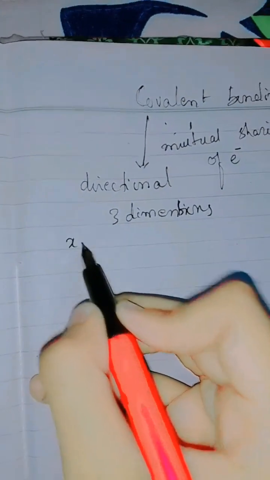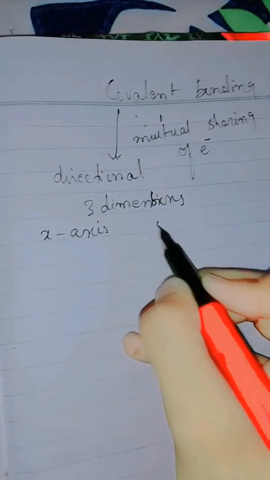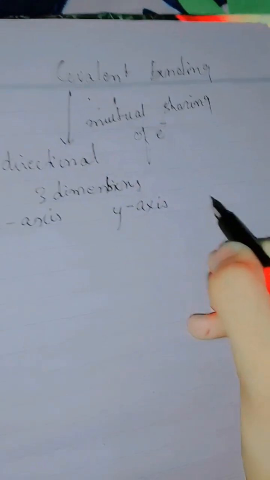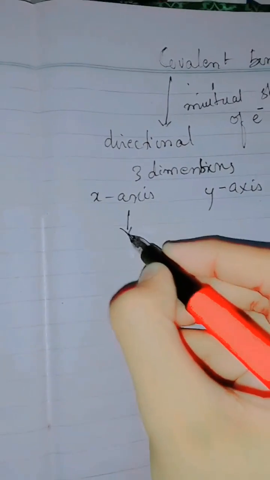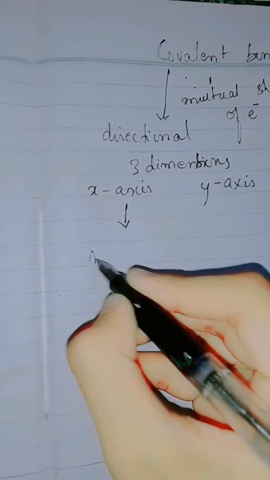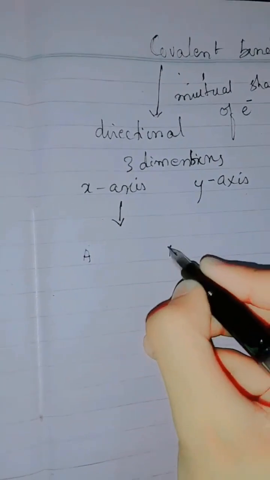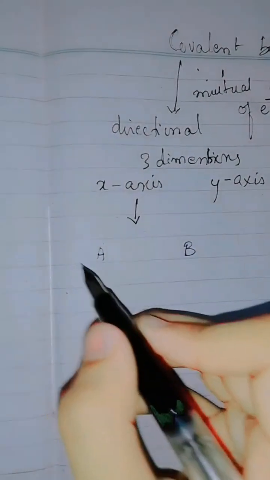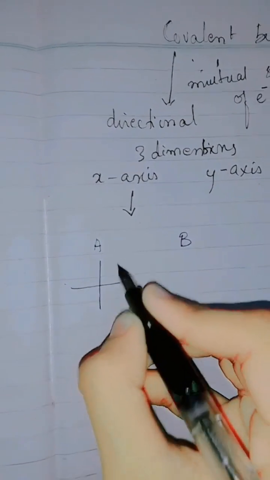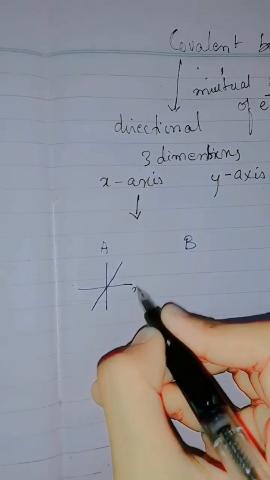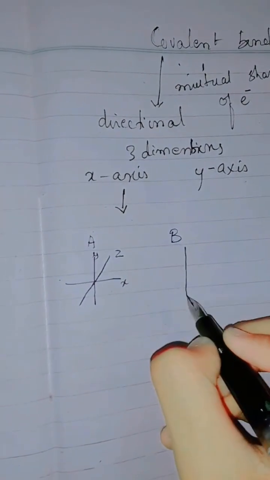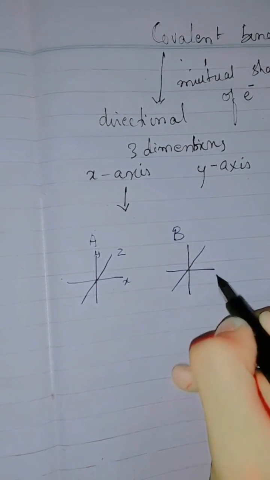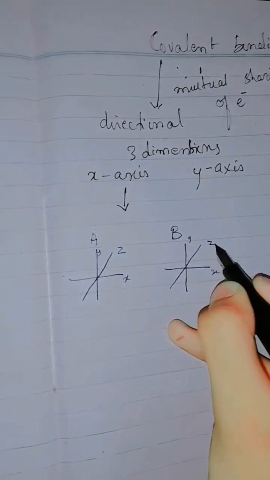That is the x-axis, y-axis, and z-axis. For example, if there are two atoms, atom A and atom B, this atom has three dimensions, x-axis, y-axis and z-axis, and this atom also has three dimensions, x-axis, y-axis, z-axis.